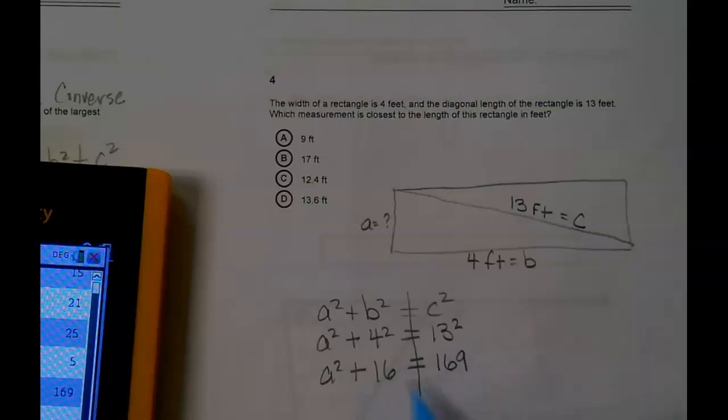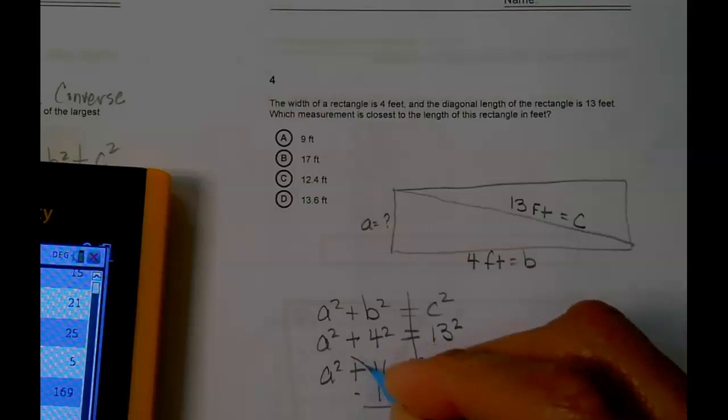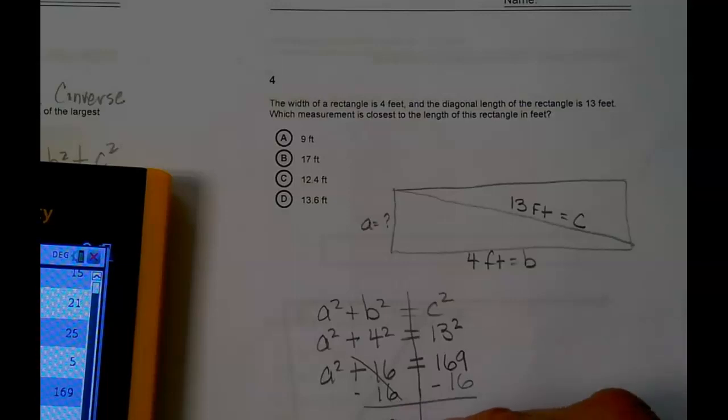So now we're not done because we have to move everything. We want to move this constant to this side. So we're going to do the opposite with subtracting. You remember this from your equations. So that means this is 0 pairs. So I'm left with A squared and 169. Let's see, 169 subtract 16. And that gives us 153.